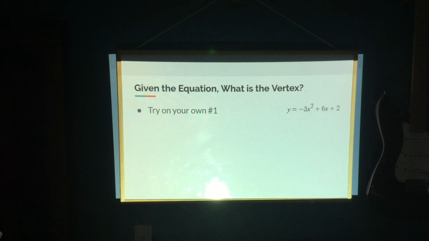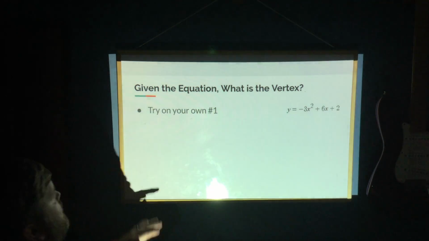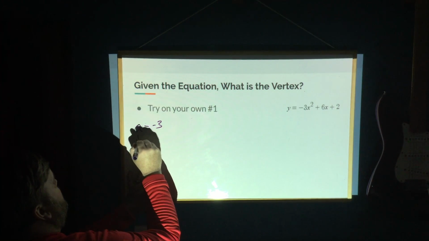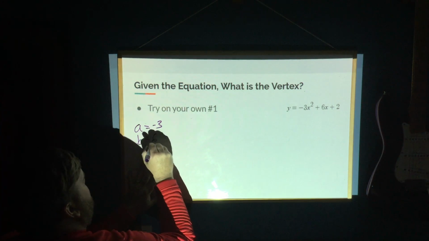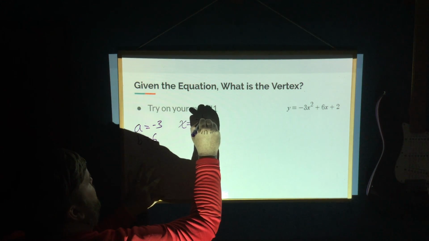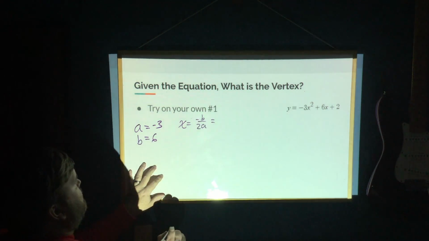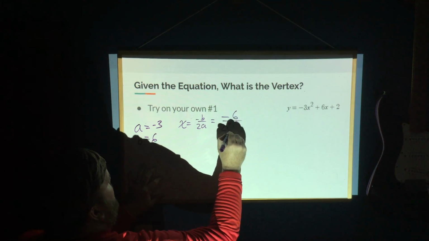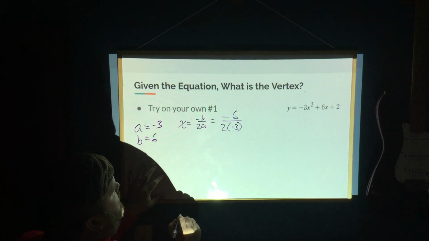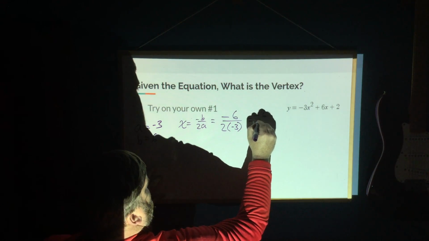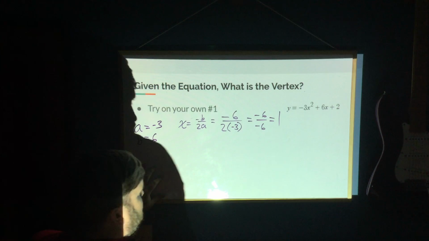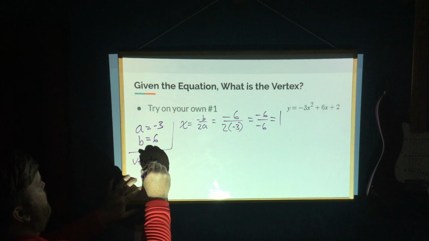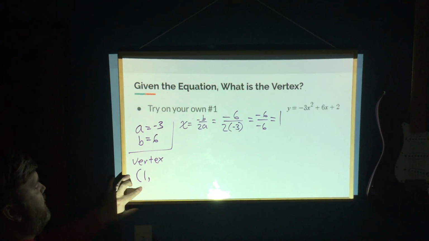Okay, hopefully you tried that on your own. Let's see if you got the answer right. A is negative 3, and B is positive 6. So when we plug that into the formula to find the axis of symmetry, I'm going to get negative 6 over 2 times negative 3, which would be negative 6 over negative 6, which is positive 1. All right, so far, for my vertex, I know the x-coordinate is positive 1.